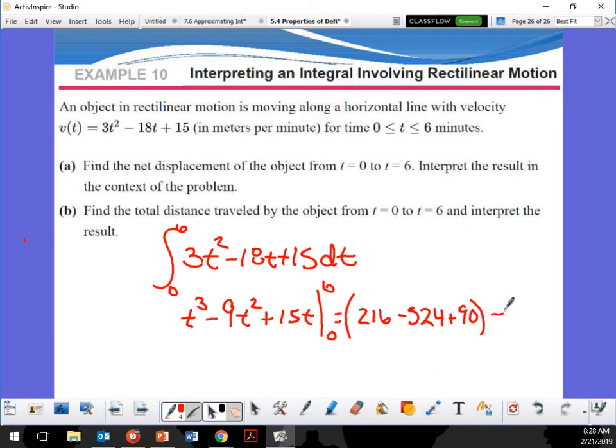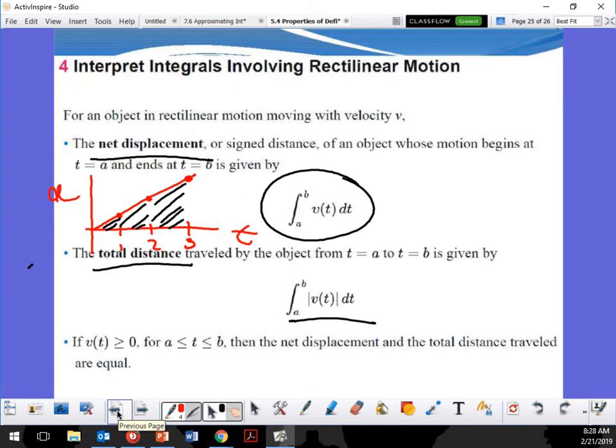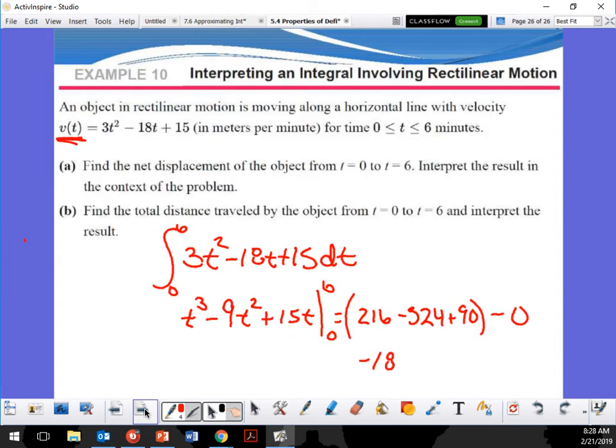Okay. And that's minus the lower bound, which is going to give me what? 0. Okay, so all that's going to be 0. So it's going to give me what? Negative 18. So I have negative 18. And what does that mean in my units? Velocity is the distance over time, right? The net displacement means how far did it go? So it's negative 18 meters.